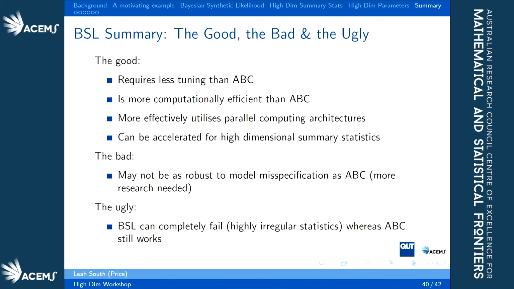If you're interested, in our BSL paper we have an example where we've got non-normal summary statistics. There's some skewness there, but they're still kind of regular. They're not extremely strange. So what you find is that BSL still performs well, but if you had highly irregular summary statistics, it can fall over, but ABC will still work.